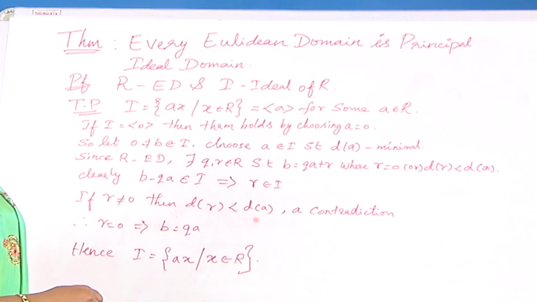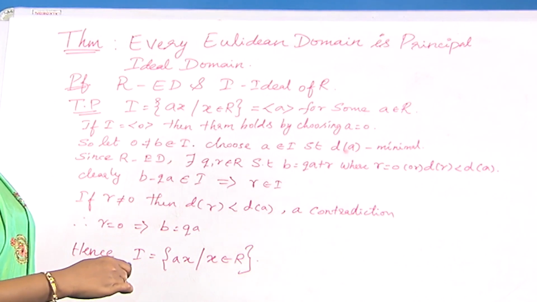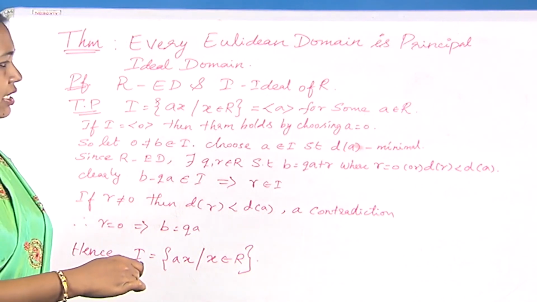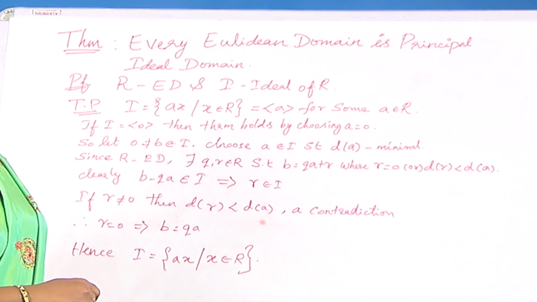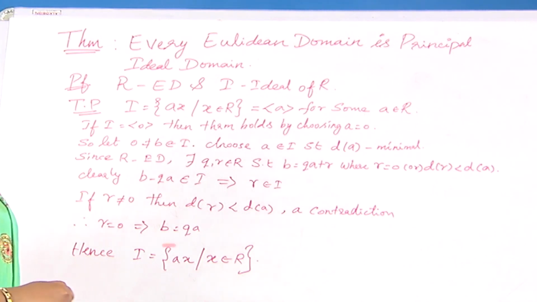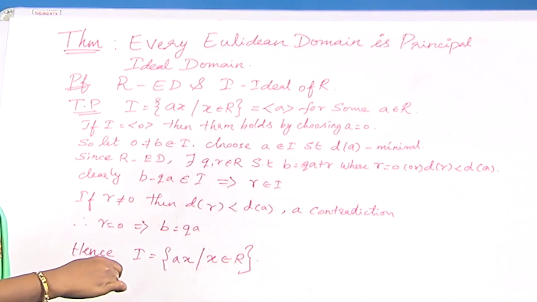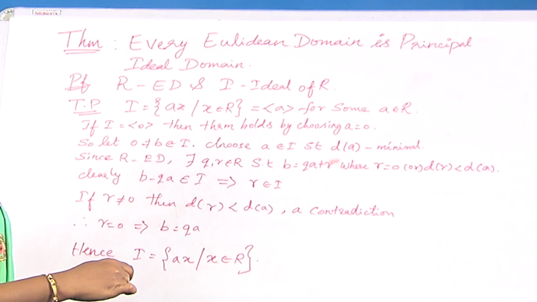So we get D of R is less than D of A, but this is a contradiction to our earlier assumption that D of A is minimal. So you have found a new term which is even less than D of A, which is a contradiction, and therefore R has to be 0. So if R is equal to 0, this implies B is equal to QA.